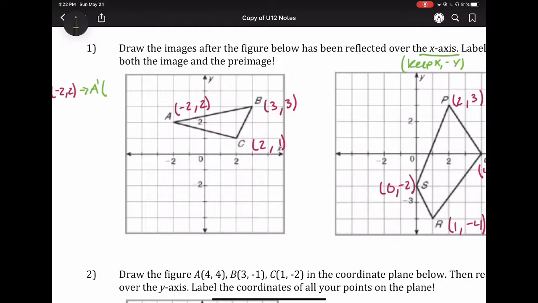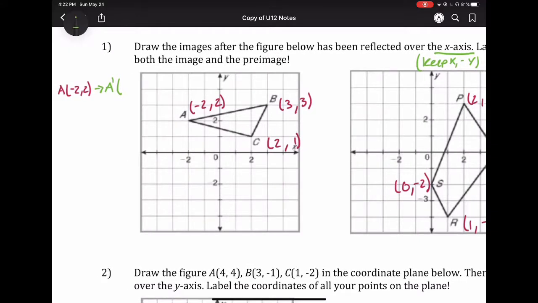So we have for our A, keeping x, still negative 2. Our new y, we have to negate. So I had a positive 2. So now because I'm taking the negative of that, I have a negative 2.